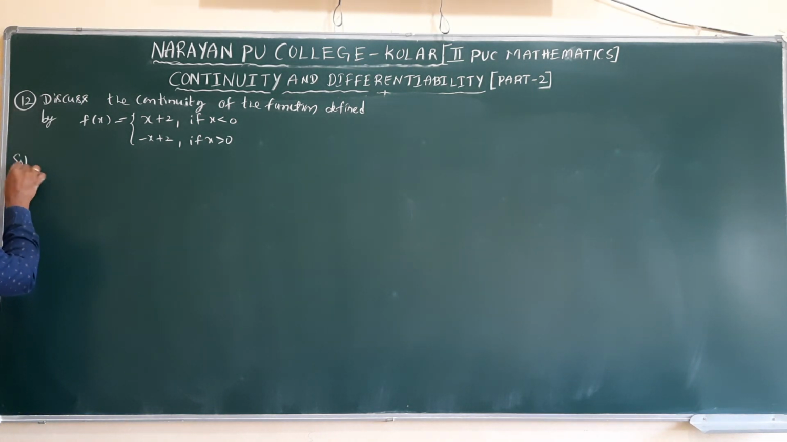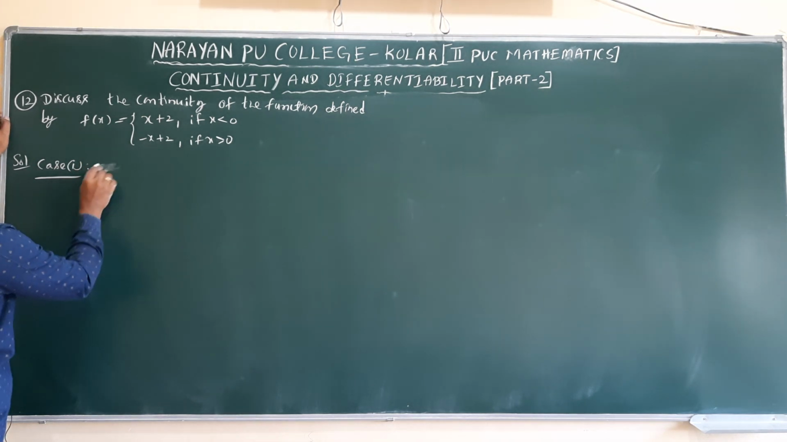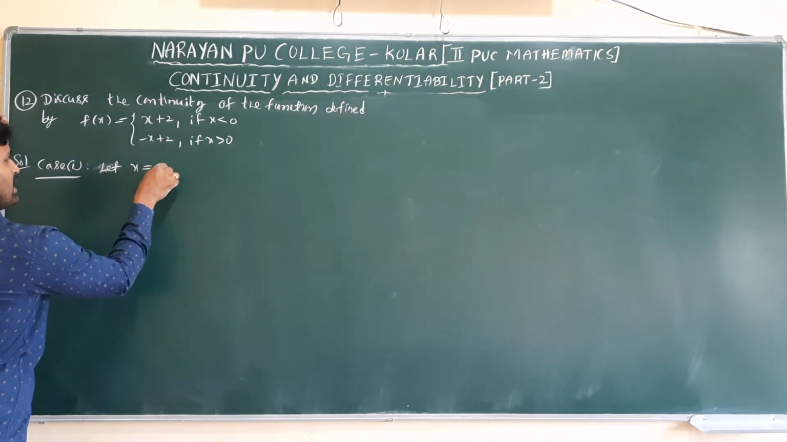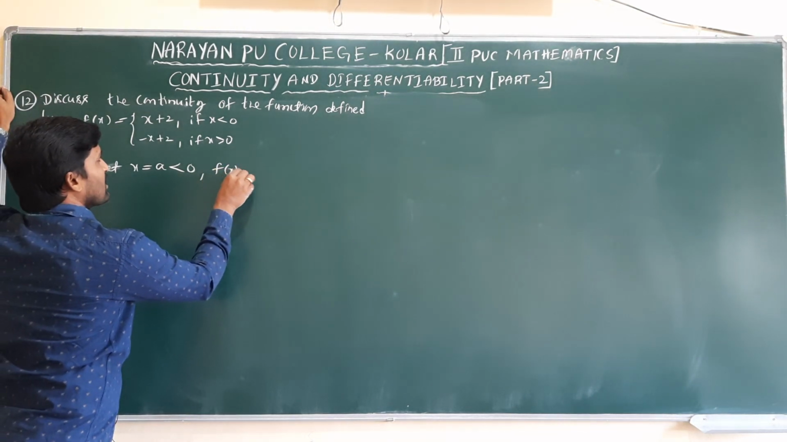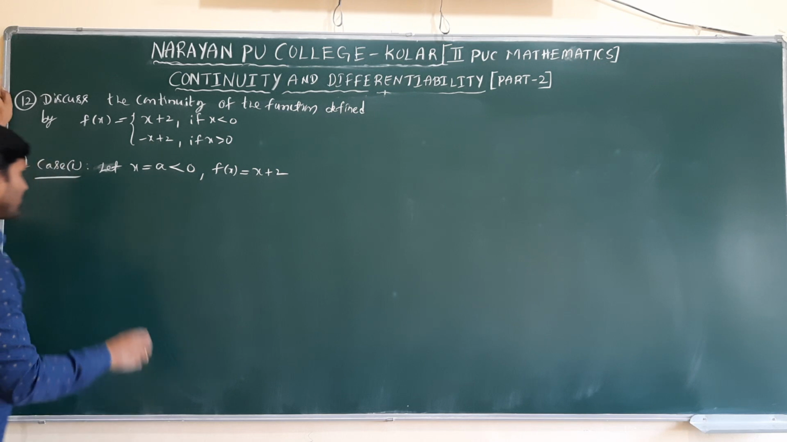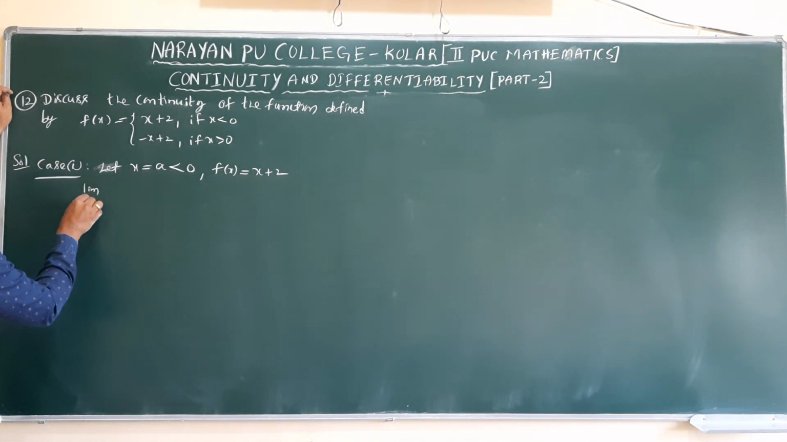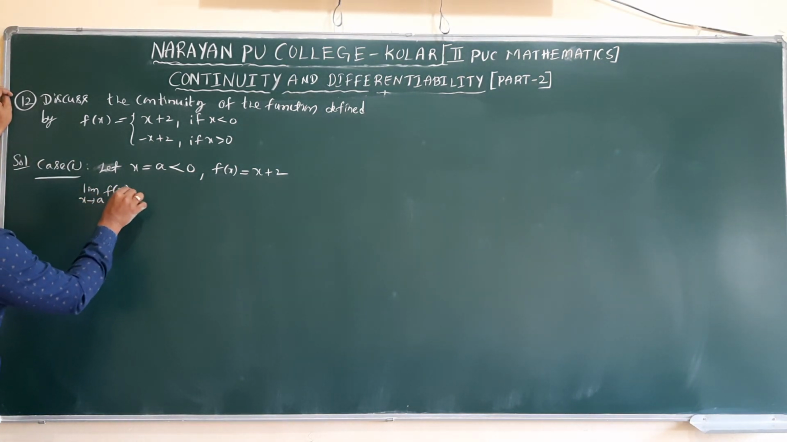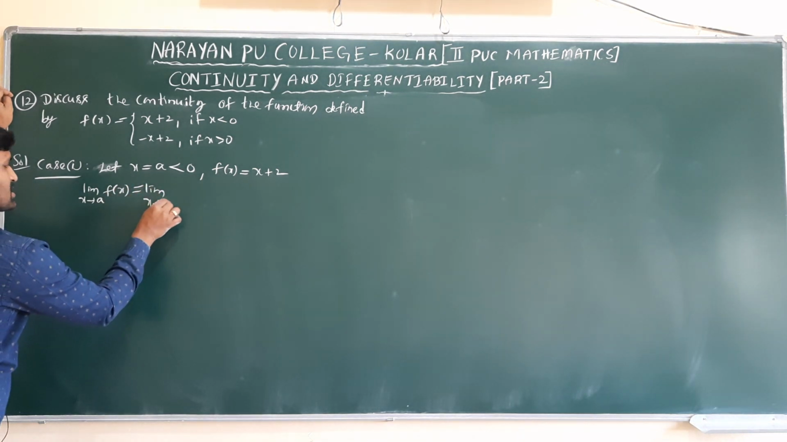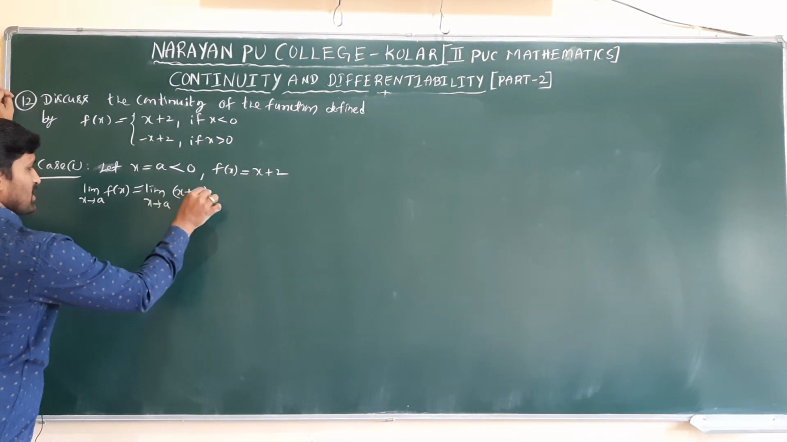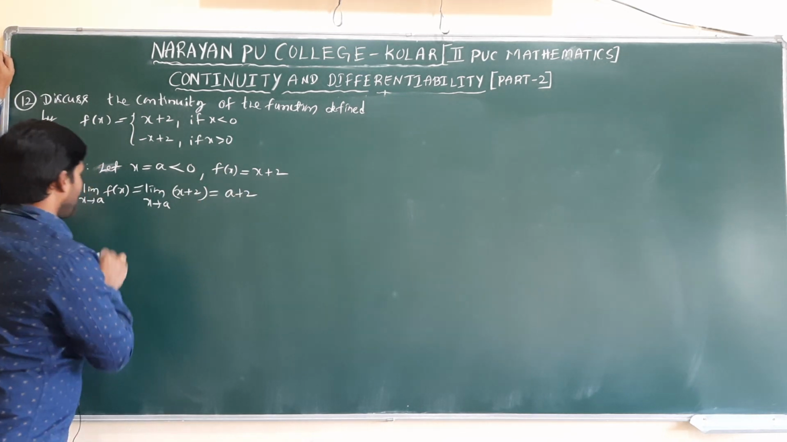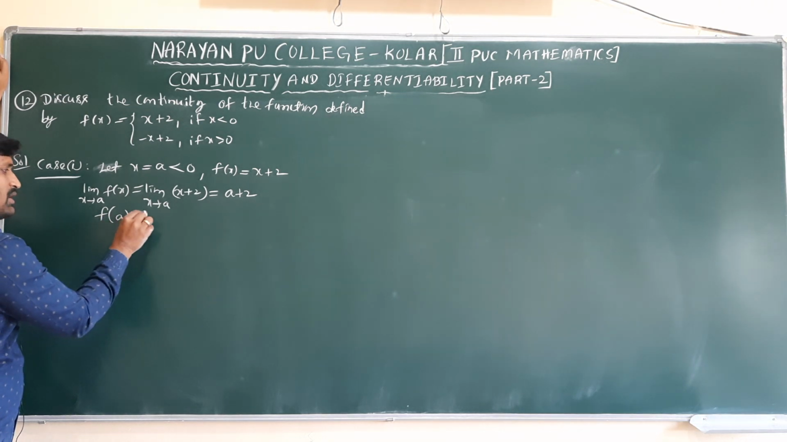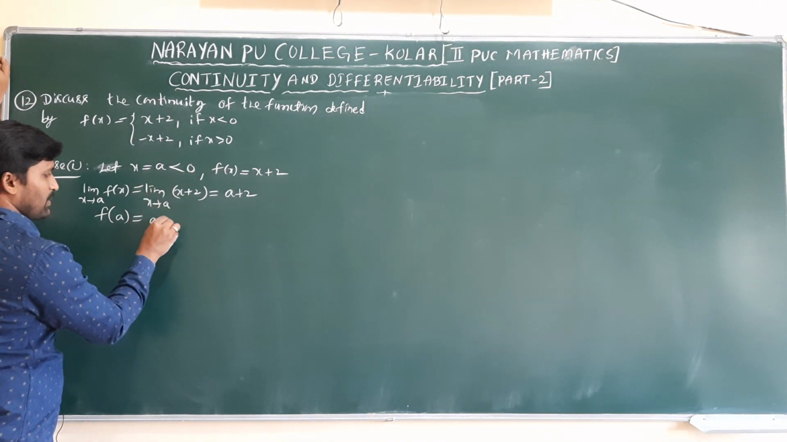Here also only two cases will come. Case 1: let x equal to a, that is less than 0. For less than 0 we have only a single function, that is x plus 2. Since it is a single function, you have to check the limit as x tends to a of f(x), which equals the limit as x tends to a of x plus 2. Substituting a in the place of x, that is a plus 2. Find the function value f(a) by directly replacing, that is a plus 2.